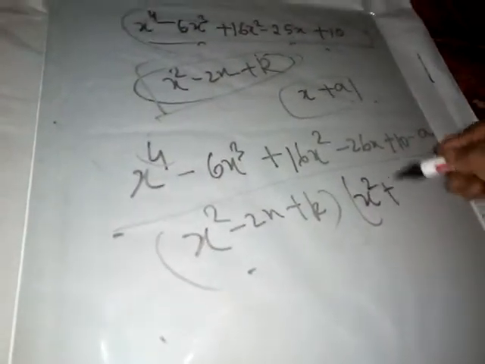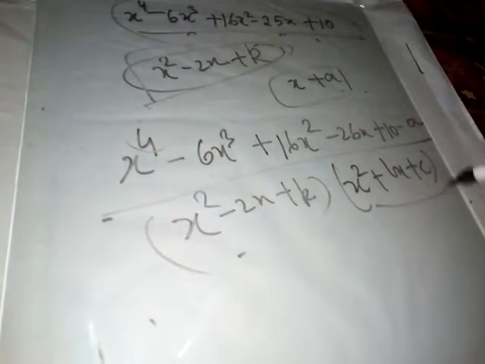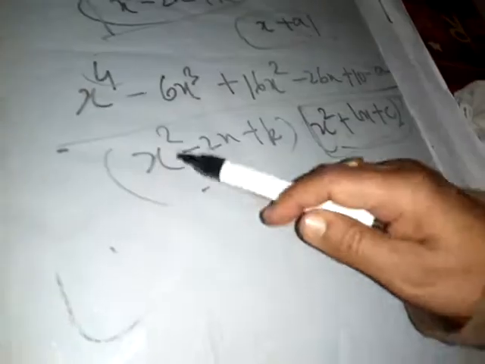Let us assume that the quotient is another polynomial of degree 2, that is a quadratic polynomial, and so we can write x square plus bx plus c. Let this be the quotient. So this multiplied by this polynomial is going to give us the required polynomial. Why have I taken 1 here? Because the first term is x to the power 4, so clearly x square into x square is x to the power 4.